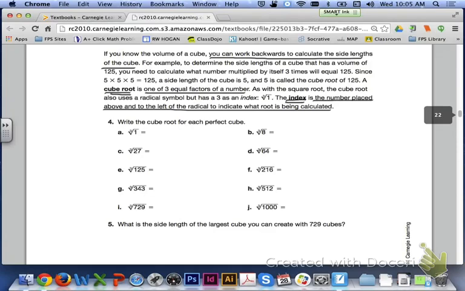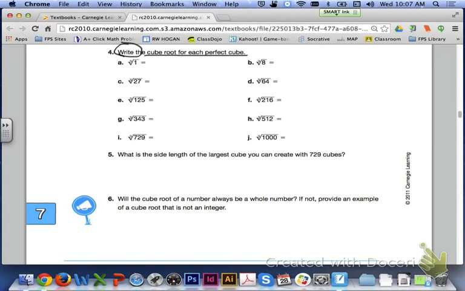A cube root is one of 3 equal factors of a number. As with the square root, the cube root also uses a radical symbol, but has a 3 as an index. The index is the number placed above and to the left of the radical to indicate what root is being calculated. Let's take a look at number 4. We are asked to write the cube root for each perfect cube, so go ahead and answer letters A through J.